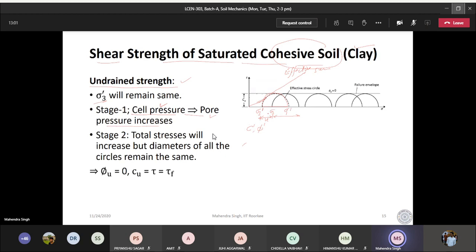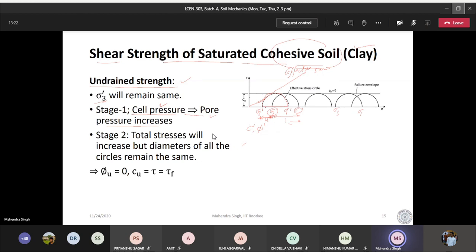So what is going to happen is when you apply cell pressure or deviatoric stress, pore water pressure will develop. The same pore water pressure is developing here and here. So you will have this sigma 3 and sigma 1 value. You are doing another test, so this will be another sigma 3 and sigma 1 value.